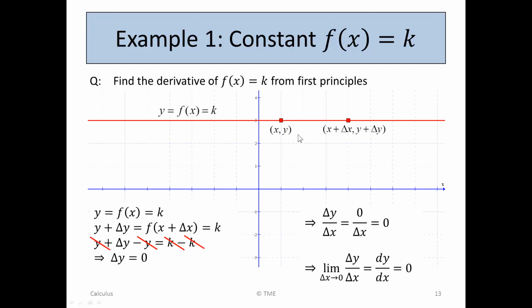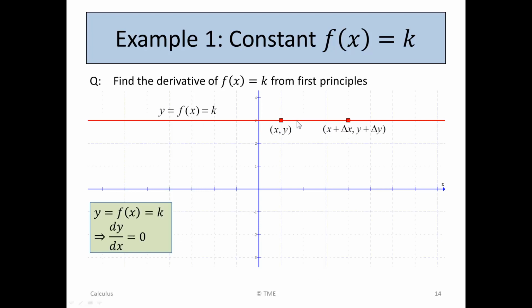And at the limit, as delta x gets small, as that gap gets smaller, just a small bit out, the limit is dy/dx, and dy/dx of that line there is 0. So any horizontal line has a slope of 0. So y is f(x) is k, dy/dx is 0. That's if we were doing it without using first principles. We'd say if y is a constant, dy/dx is 0.